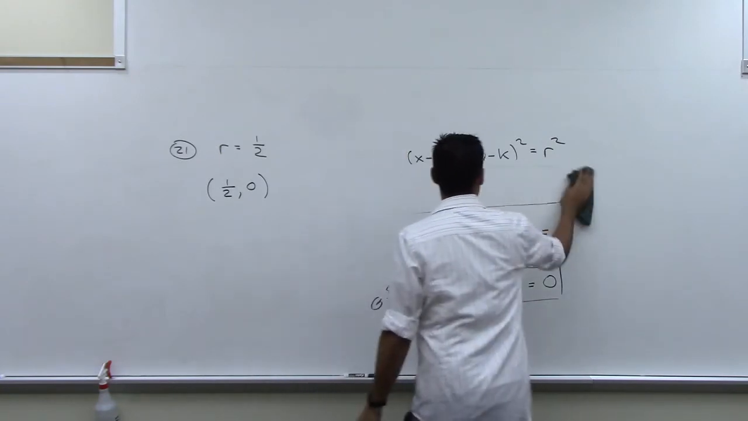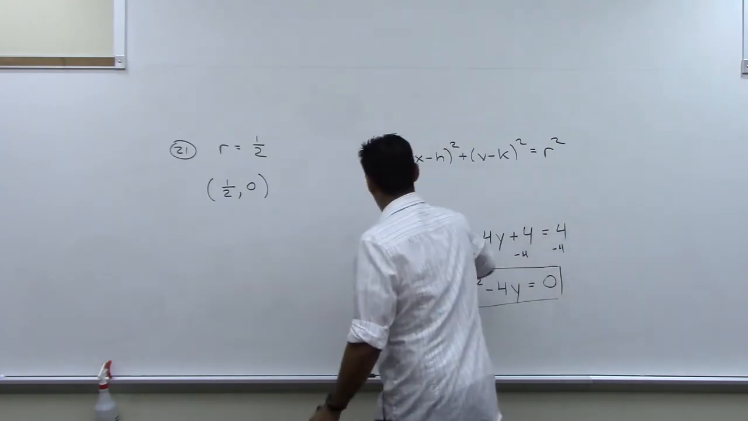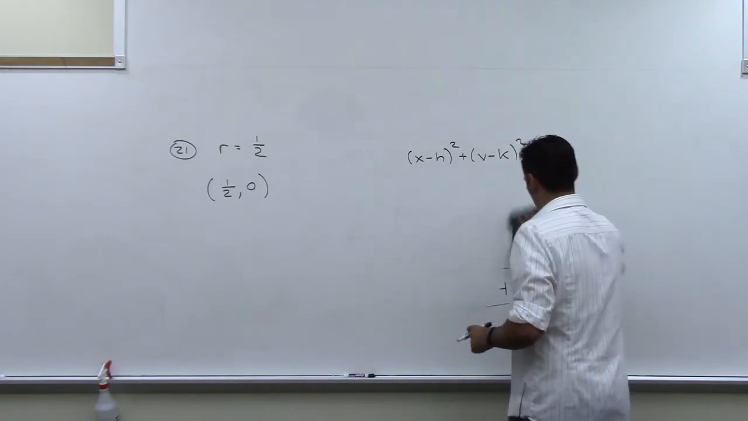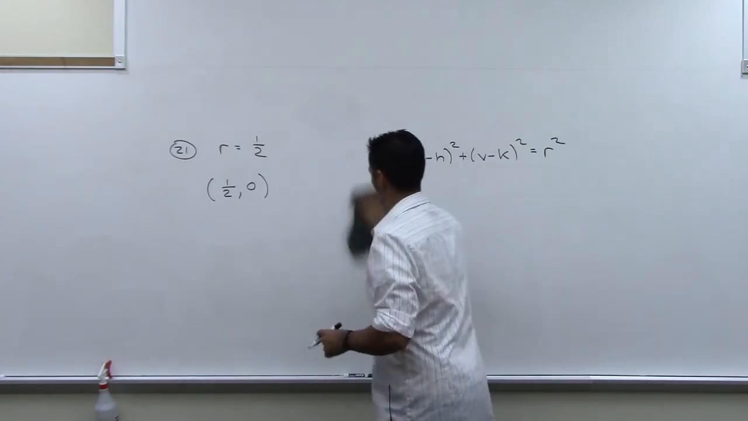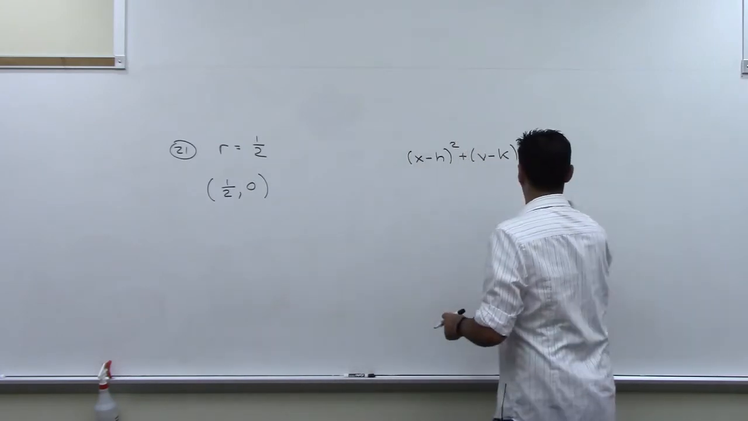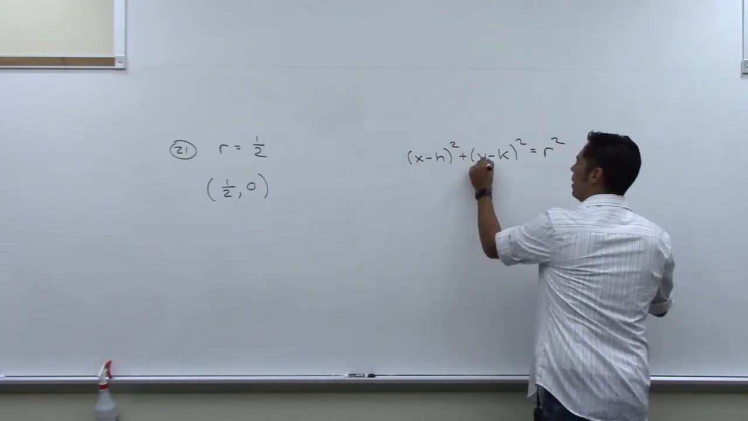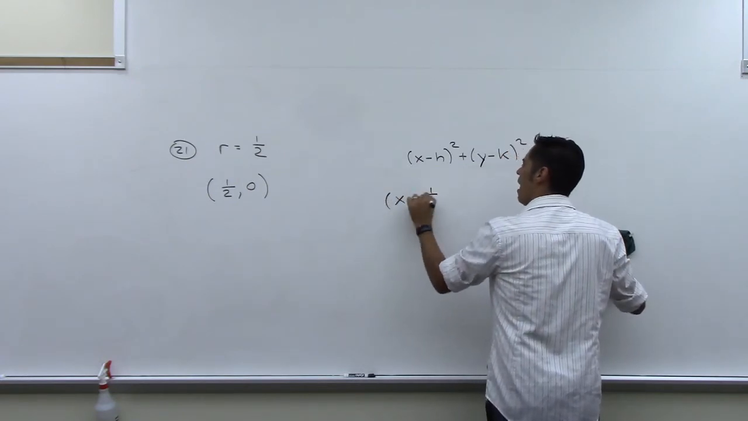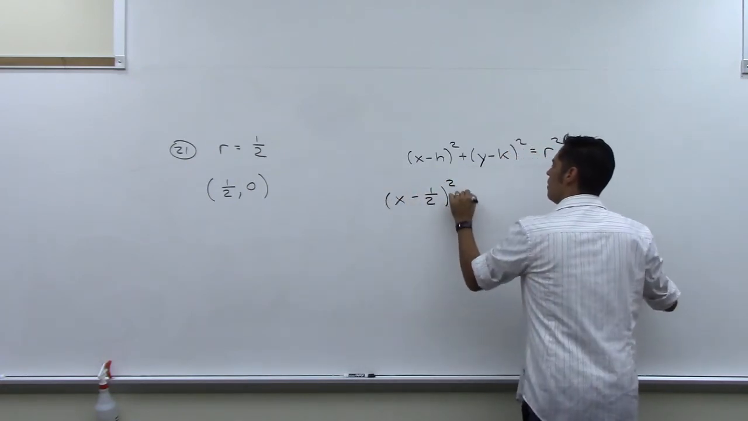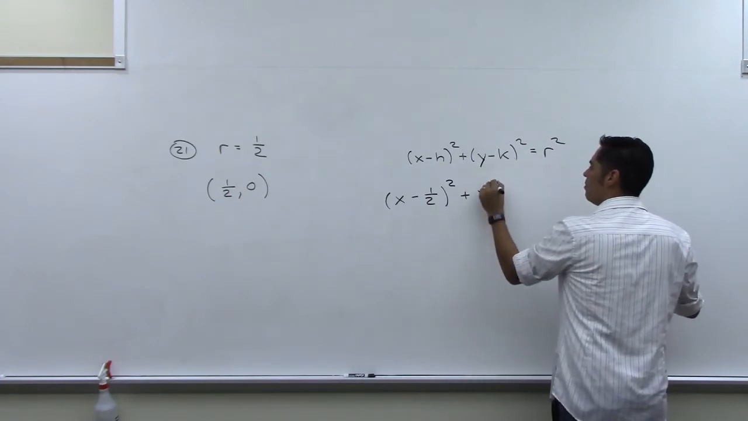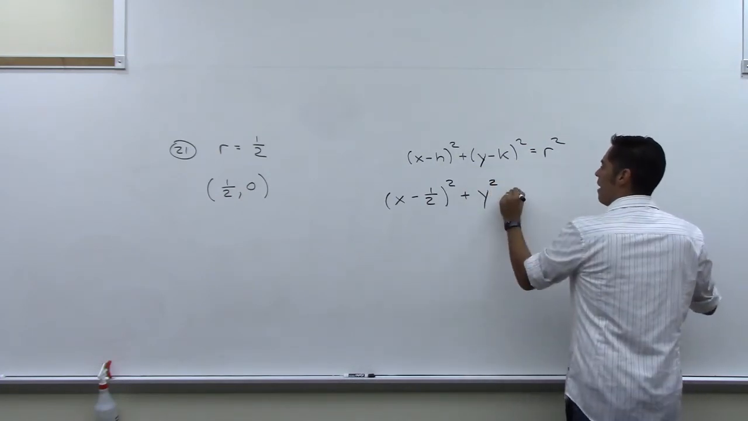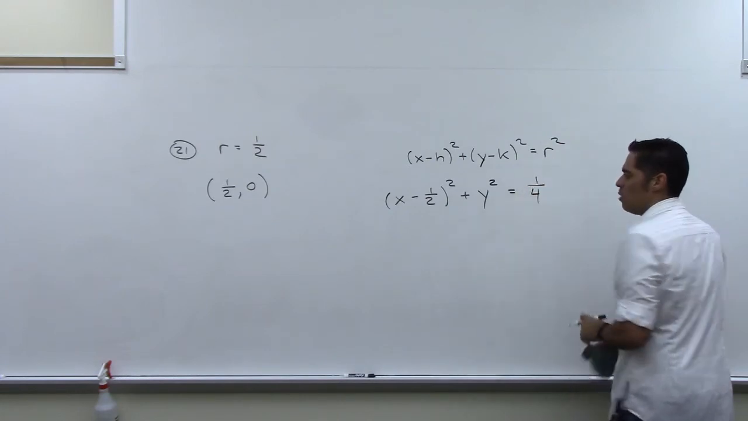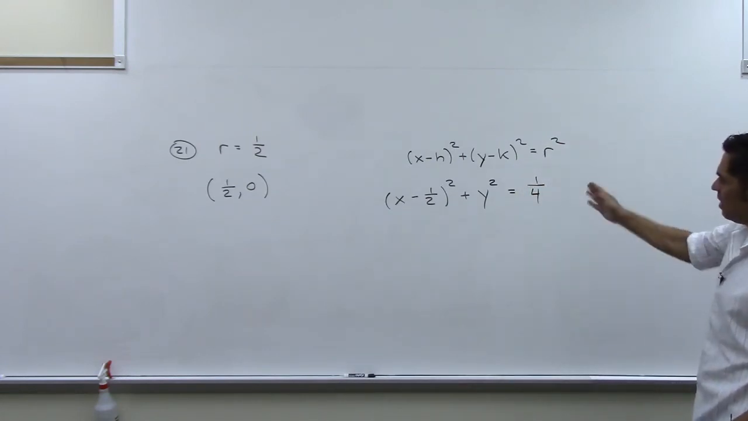All right, so let's plug some stuff in here. We're going to plug in our center: x minus 1/2 squared, plus y minus 0 squared is just y squared, and then equals 1/2 squared, which is 1/4, because it's 1/2 times 1/2. So that is our standard form.